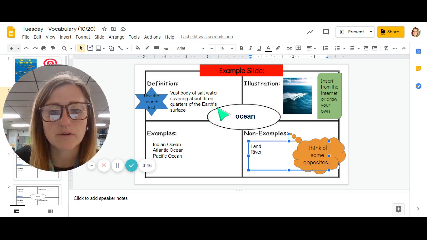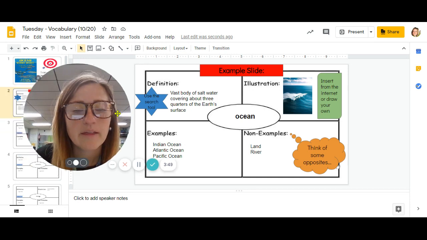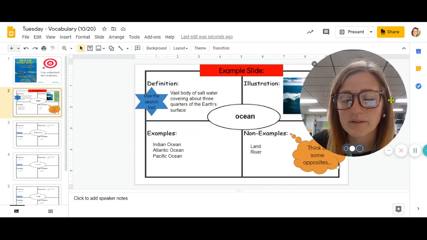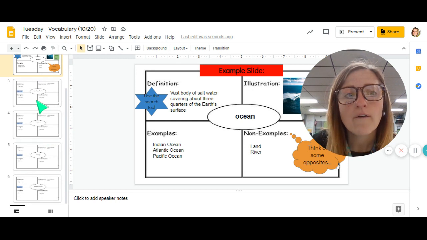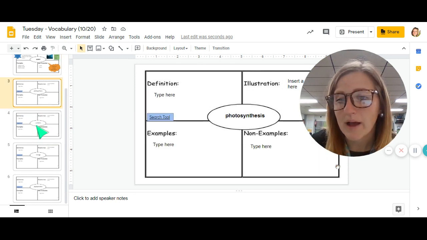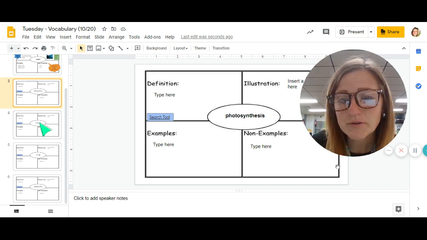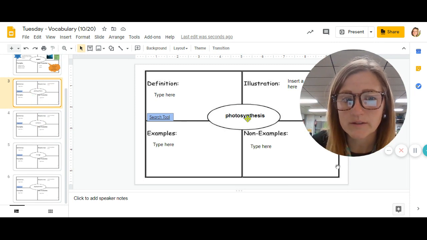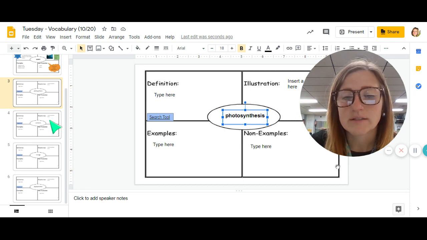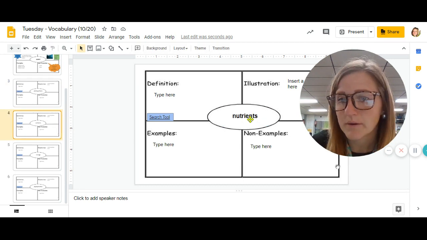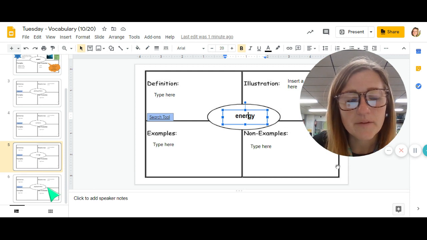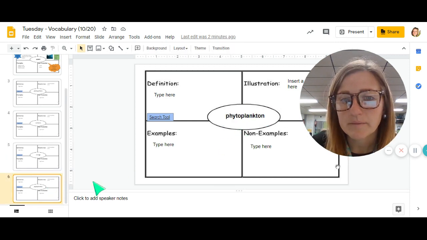So this page is meant to show you an example of how to do this. Then when you scroll down and look through the rest of the slides, you're going to find that there are 4 words. Now, I don't actually want you to do all 4 words. I want you to do one. And I want you to choose which one you want to do. So if you go to slide number 3, the word is photosynthesis. The next slide, you have nutrients. These are all words that come from ocean sunlight that are important vocabulary. Then you have energy. And then you have phytoplankton.